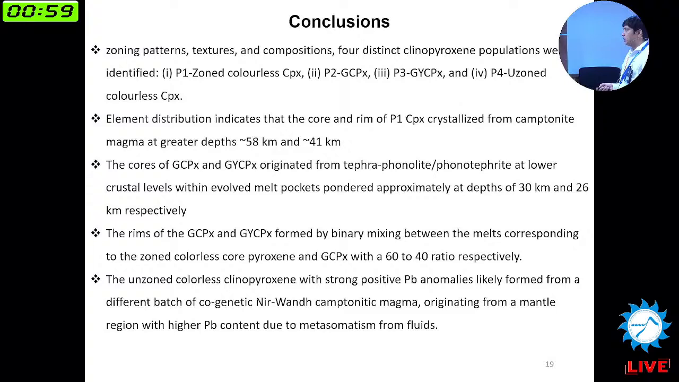And the unzoned colored pyroxene lead anomalies would have formed either through crustal contamination or possibly been generated from a different source. But we need more clear data to suggest what was the reason for that. Thank you.